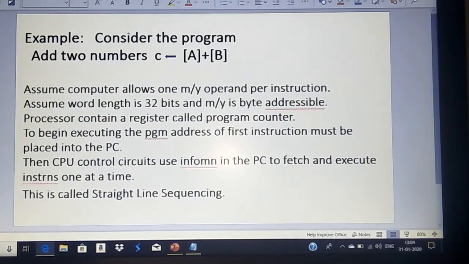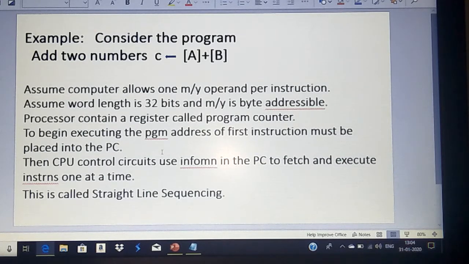Consider an example. Add two numbers. Consider this program C equal to A plus B. Assume the computer allows one memory operand per instruction, the word length is 32 bits and the memory is byte addressable. Then the processor contains a register called program counter. To begin executing the program, the address of the first instruction must be placed into the program counter. That is, while starting to execute the program, the first instruction address you must place in the PC.